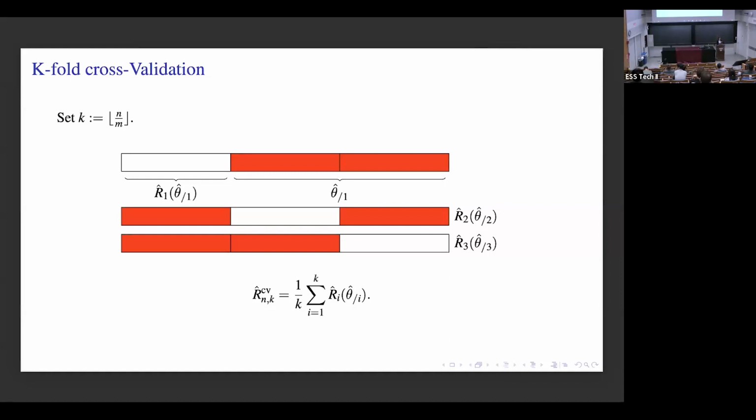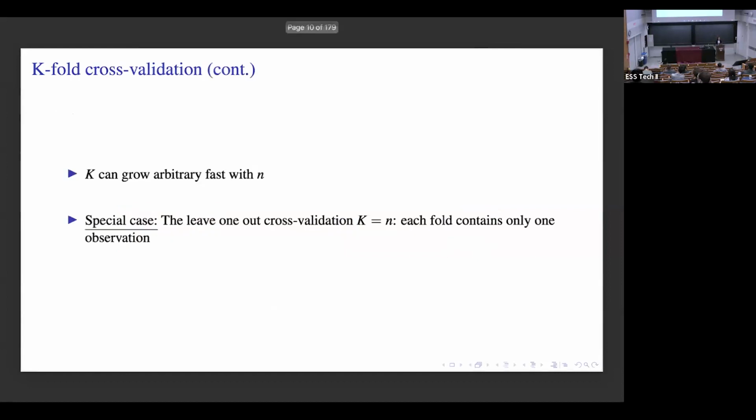And this is how you build a k-fold cross-validated risk, and this is obviously one of the most used quantities in statistics. Please note that I'm going to keep on saying k-fold cross-validated risk in the rest of my talk. I do not mean that k needs to be fixed. k is allowed to go arbitrarily fast with n. A special case is when k is equal to n, in which case our folds contain exactly one observation, and we're talking about leave-one-out cross-validation.